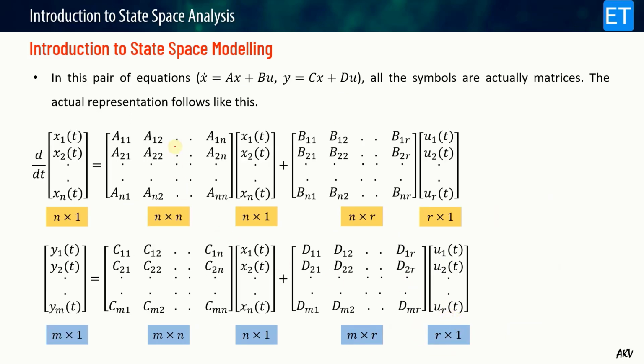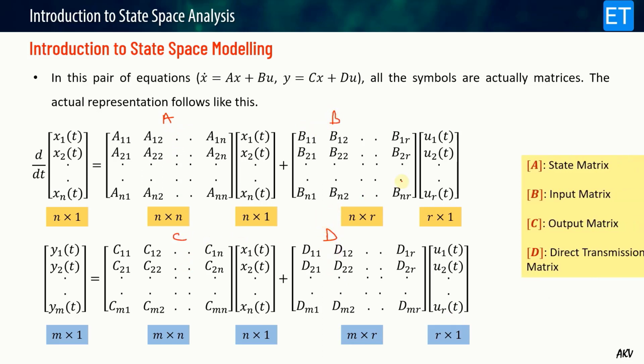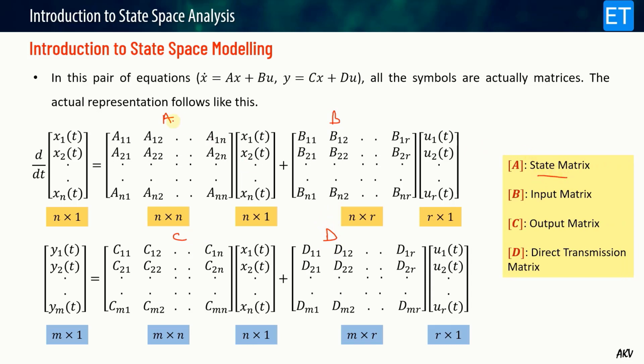Here these A, B, C, D matrices have their names. So this A matrix is known as the state matrix, the B matrix is known as the input matrix, this C matrix is known as the output matrix, and this D matrix is known as the direct transmission matrix.